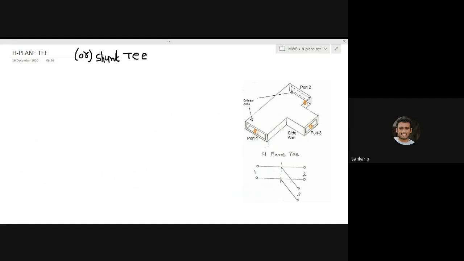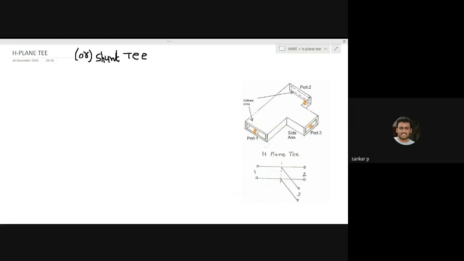Here also we have three arms, like the E-plane T. What is the working of the E-plane T? When I give input from port 3, it will equally divide the energy out of phase. When I give input from ports 1 and 2 in an out-of-phase configuration, then it will add at port 3. Otherwise, the energy will cancel.